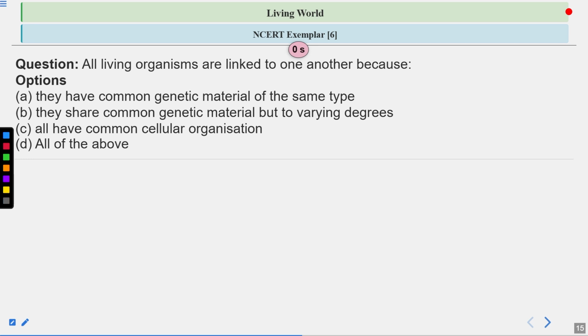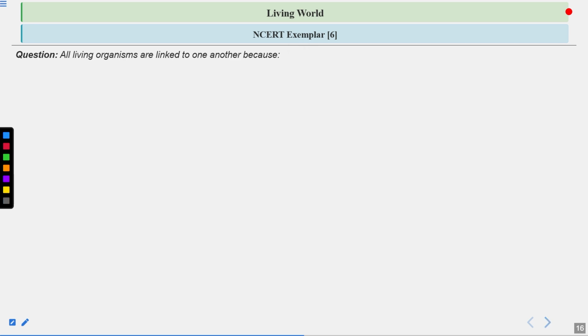So here, let's have a look at the answer. So answer is option B here. Okay. So B is the correct answer. What is option B? They share common genetic material but to varying degrees. Means they have similar genetic material, not same genetic material. So a certain proportion of the genetic material is same. Suppose say only 95% is same or 90% is same. Rest is different. Clear? So answer is option B, not option D, which is all of the above.